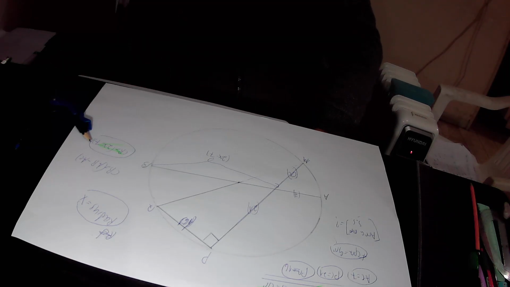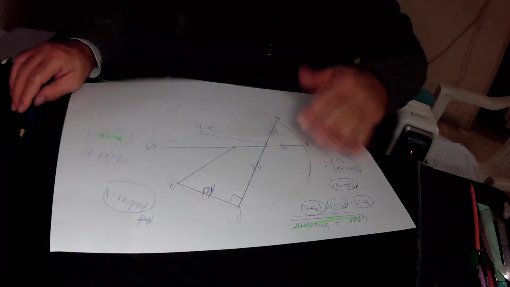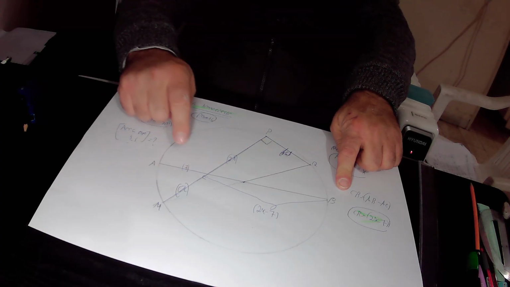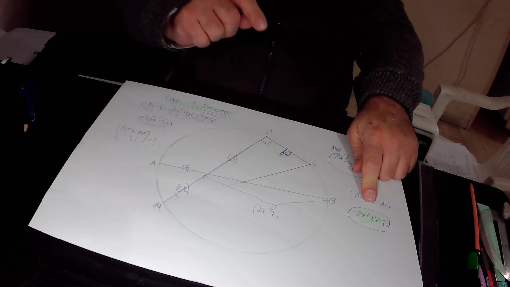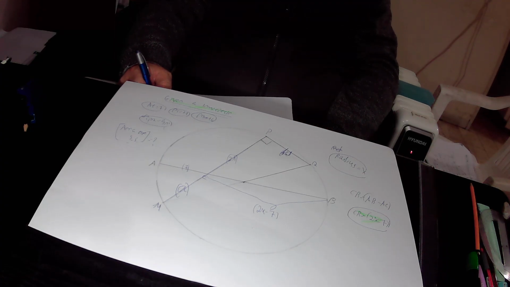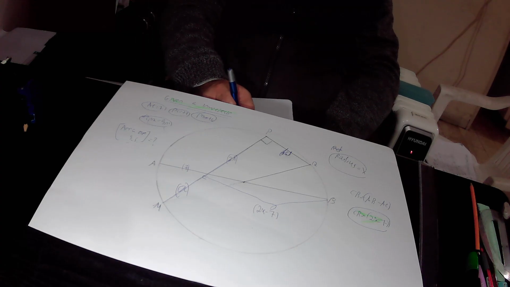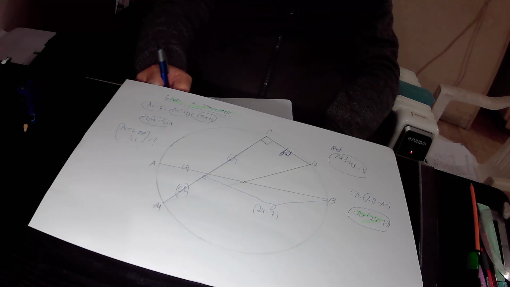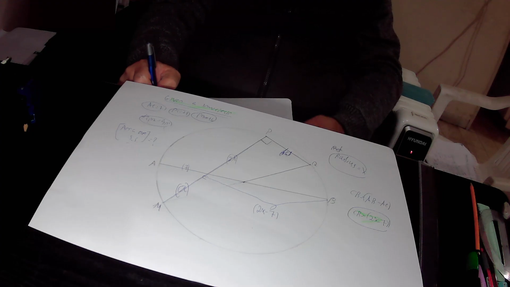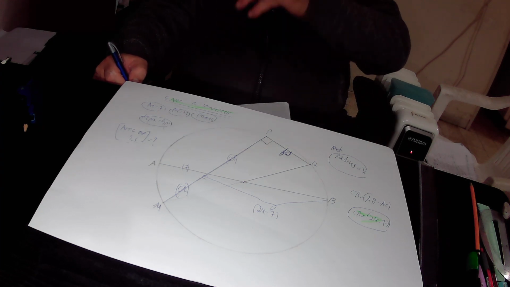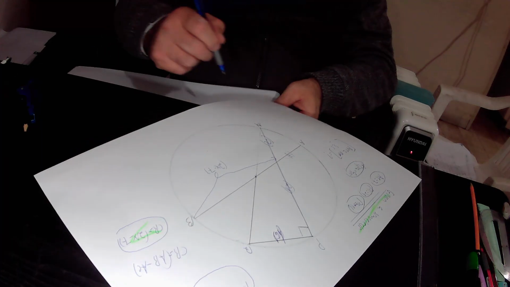In our drawing, this is chord AB, which intersects with chord PM at point C. Again, chord AB intersects with chord PM at point C. I will write it down: chord AB intersects with chord PM at point C. This is point C.